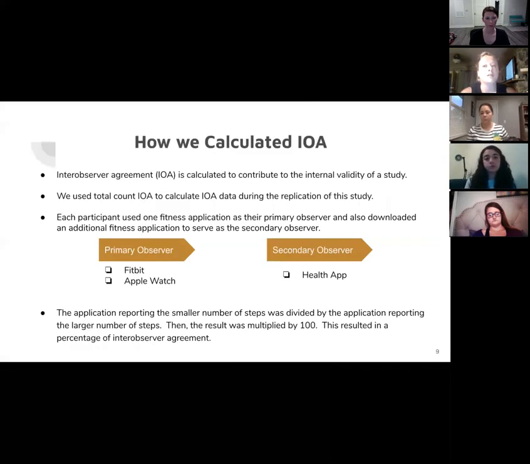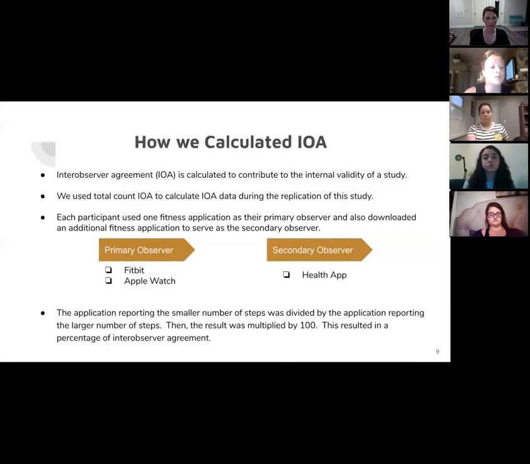For this particular study, we used total count as our method. Inter-observer agreement is calculated to contribute to the internal validity of a study. We used total count IOA data to calculate the IOA data during the replication of the study.